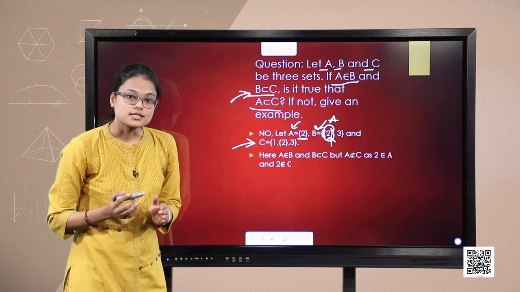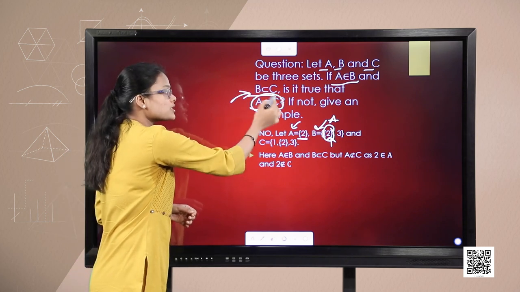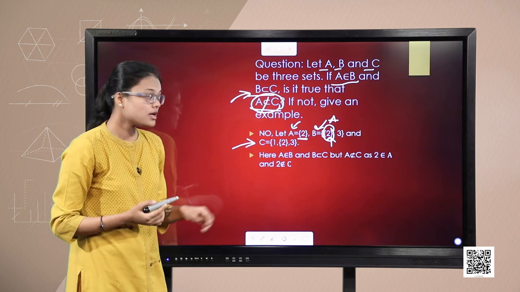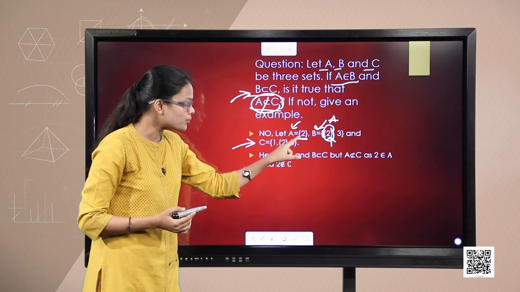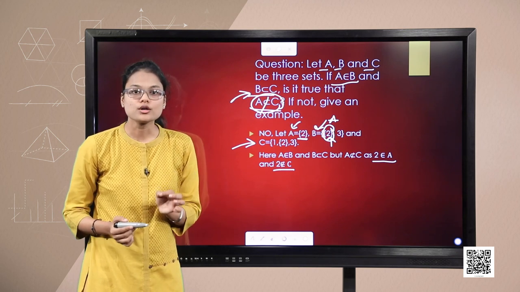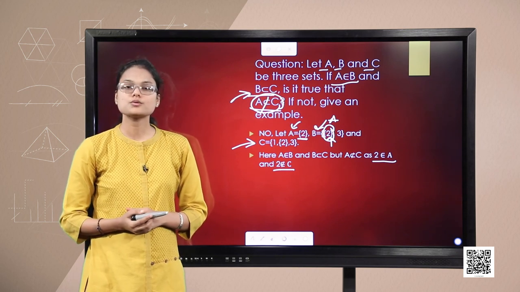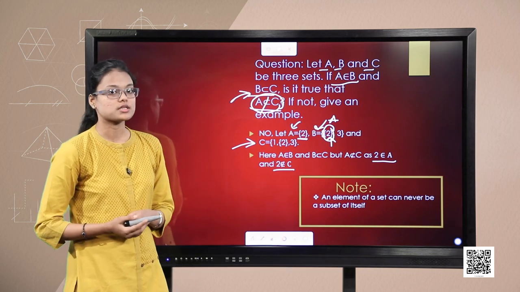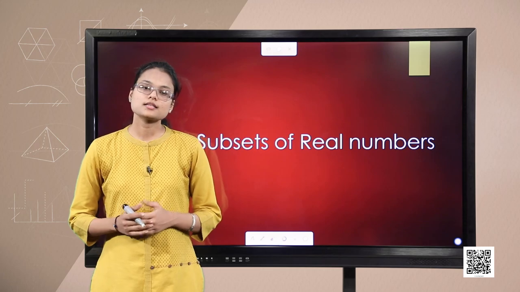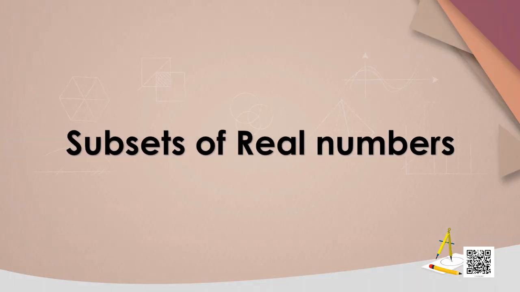Now, see this, that A is not a subset of C. For this, we can see, what is an element of A? 2. 2 belongs to A. But 2 does not belong to C. So, this states that A is not a subset of C. Students, you may observe an important point here: an element of a set can never be a subset of itself. Okay? Now, let us study subsets of real numbers.